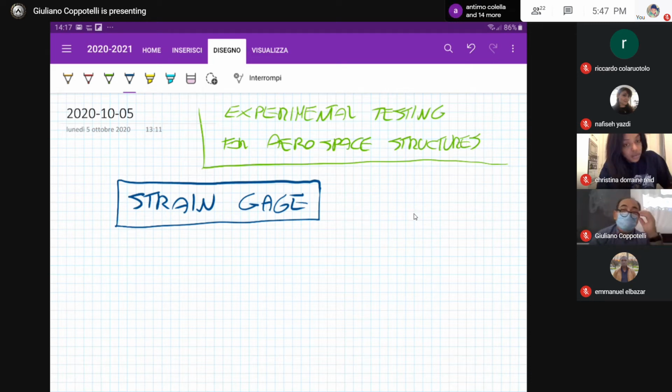Will be on the strain gauge. Okay, so strain gauge measurements, strain gauge transducers first, and then in the following classes we will see the basic measuring chain of some transducers. So the first question that I have for you is, what are strain gauges meant for?